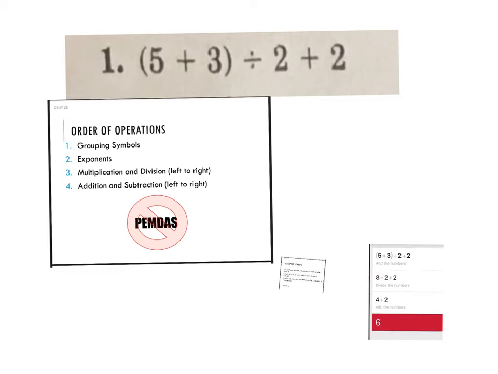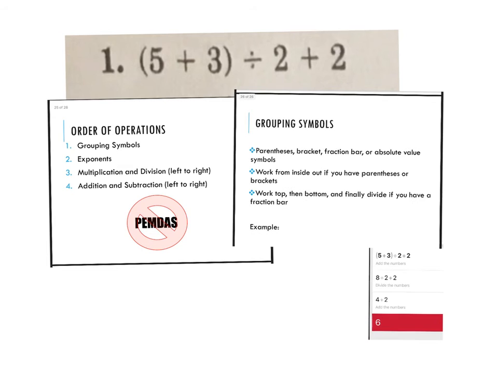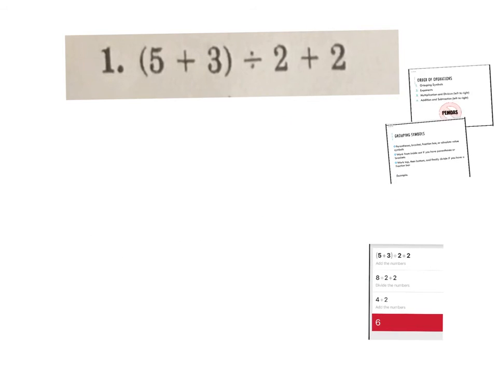As a reminder, grouping symbols are parentheses, brackets, fraction bar, or absolute value symbols. Those are magic parentheses. Again, work from inside out if you have parentheses or brackets. Work top then bottom, and finally divide if you have a fraction bar. We're going to practice that today. There's a little bit of stuff on the quiz and test about this. So, alrighty, let's start with this one.